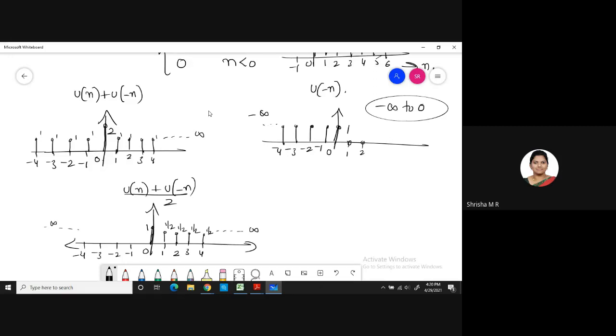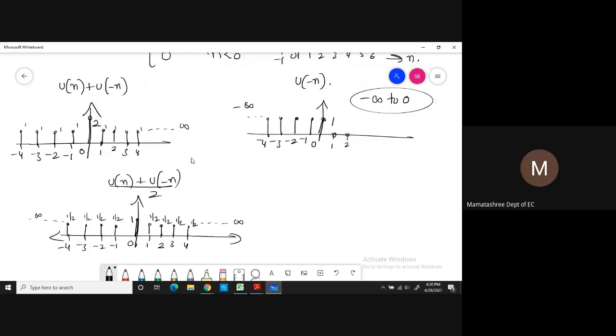So what will be your signal amplitude? If you scale it by a factor 2, it will be half, right? So here also it will be 0.5, 0.5, 0.5, 0.5, so on up to infinity. Got it? Understood, everyone? Even component of u of n. Clear, everyone?